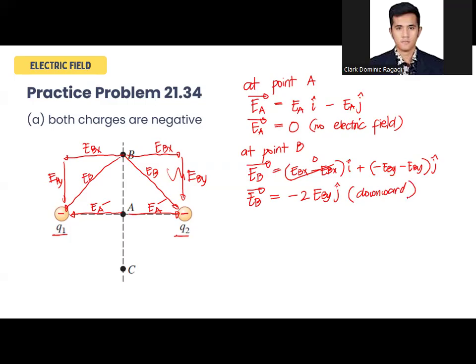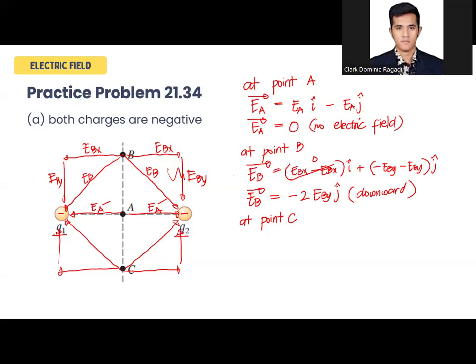Okay, so that's the electric field at B when both charges are negative. Next, we have point C. Let's do the same thing. Again, going to the charge, our electric field is towards our charge. This electric field has X and Y components: an X component and a Y component, similar with the other side, an X component and then a Y component.